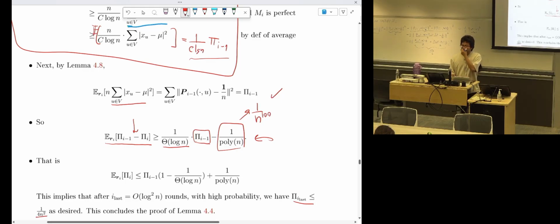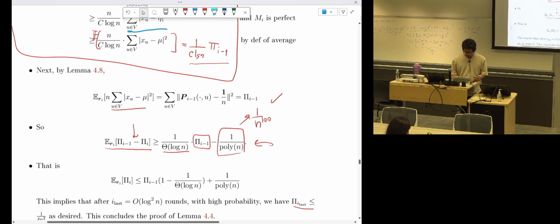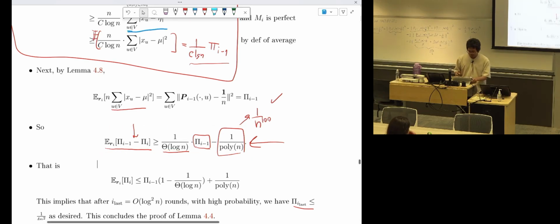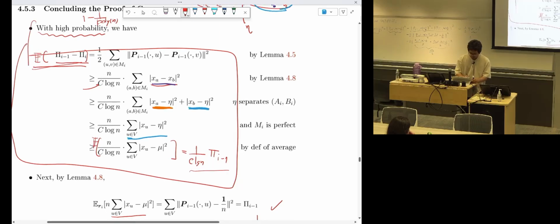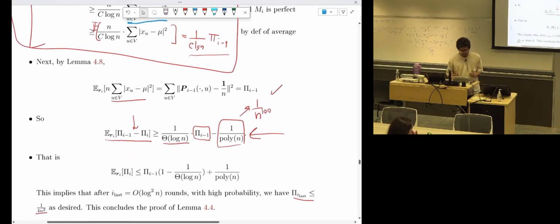as we want. Yep. So you mean that before we add the 1 over poly n, it's only true with high probability? Yeah. But after we add it, wouldn't it still be true with high probability? This is now true with certainty. This is like the deterministic statement. But this whole thing is with high probability. Okay. All right.